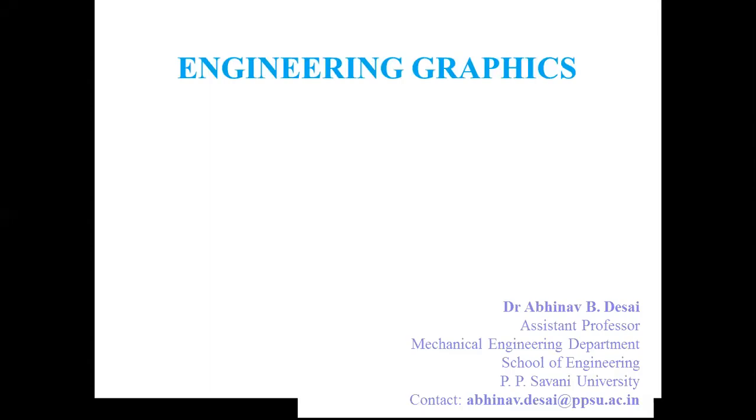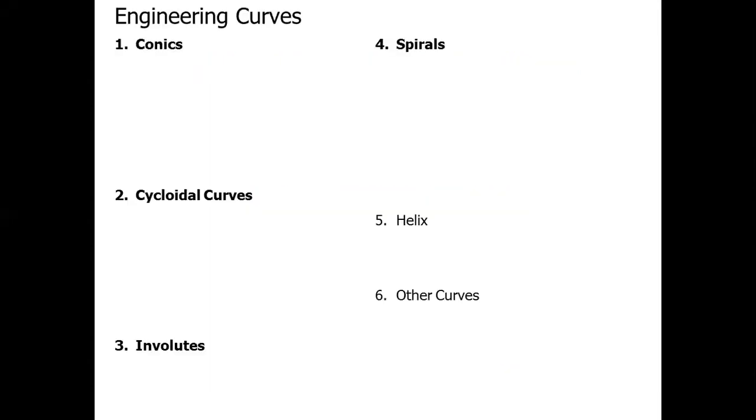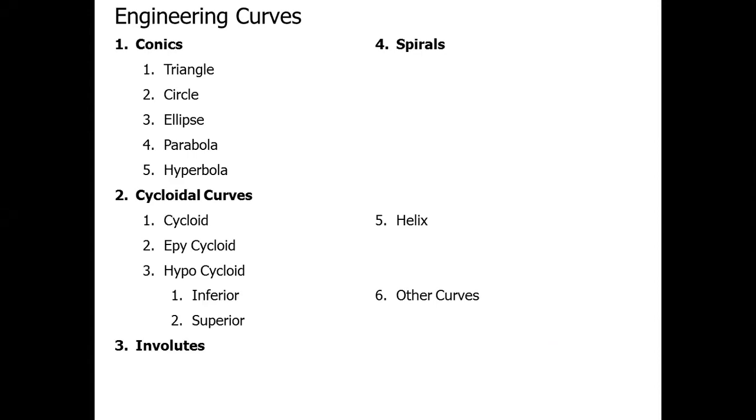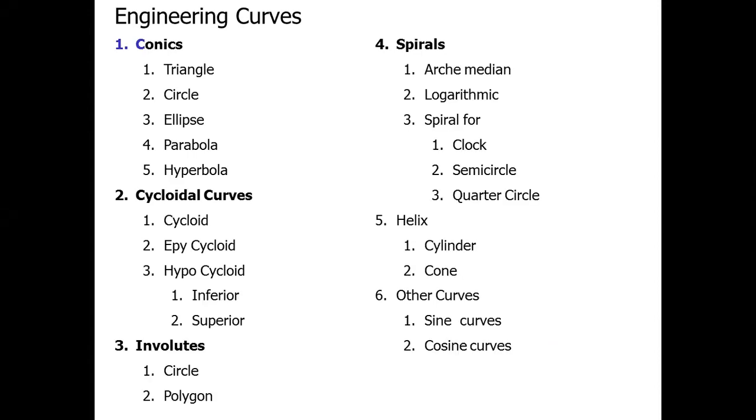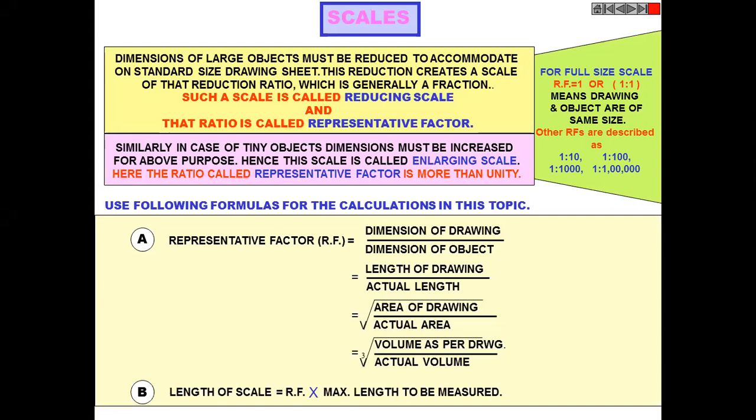We started with engineering curves, wherein we defined various types of curves such as conics, spirals, cycloidal curves, involutes, etc. And we saw their sub-classification as well. And we started with conics. Before proceeding further, we saw what the representative factor is, and we also saw different scales, etc. And then we shifted to conic curves.